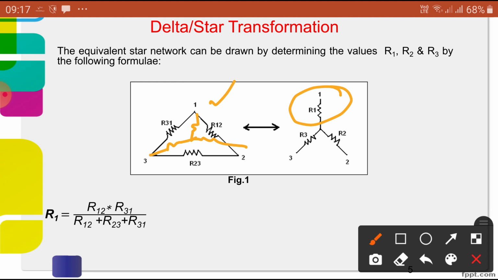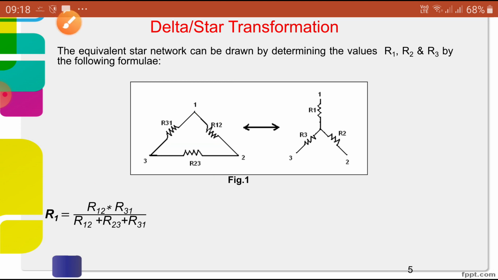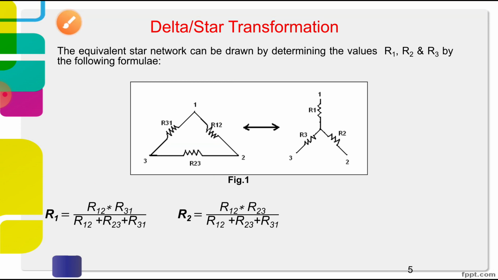So I want this one, so adjacent divided by total value, and R2 is required. So this into this divided by this total value. So this is another value, this is another value. Now these are the equations you have to remember to convert when delta is given, we are going to convert to the star values.